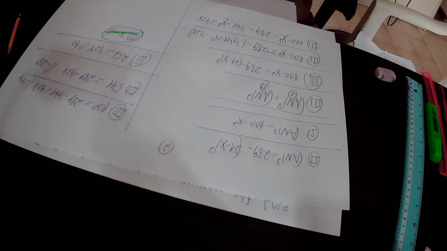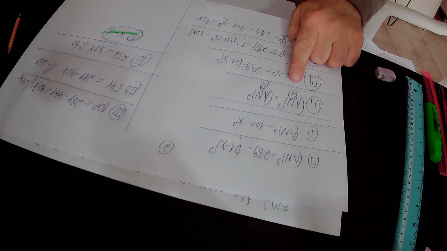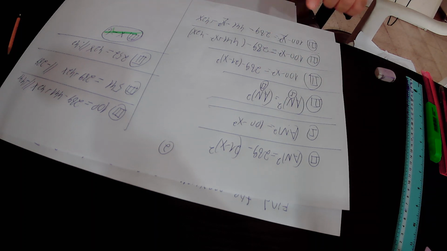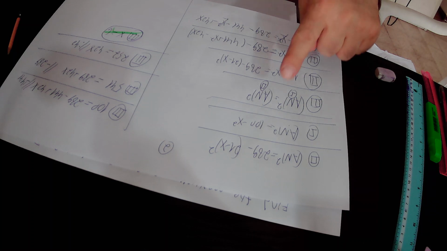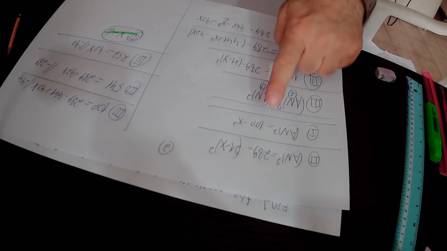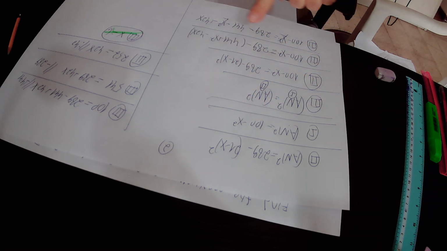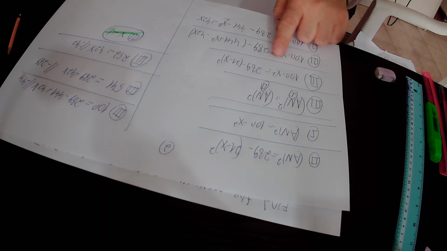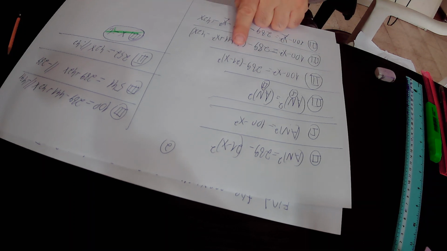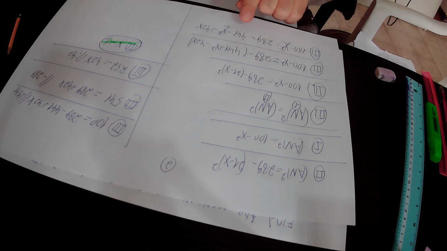So we have two equations for AN squared. Therefore, we created equation 3, which says that AN squared according to equation 1 must be equal to AN squared according to equation 2. AN squared according to equation 1 equals 100 minus X squared, and it must be equal to AN squared according to equation 2, that is 289 minus (21 minus X) squared. So according to equation 3, 100 minus X squared equals 289 minus (21 minus X) squared.